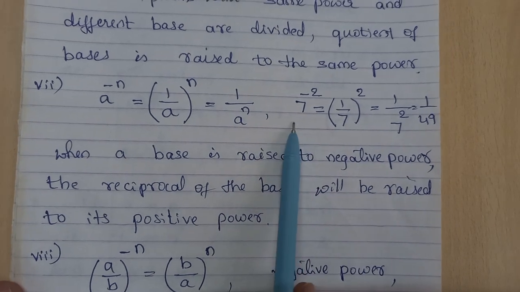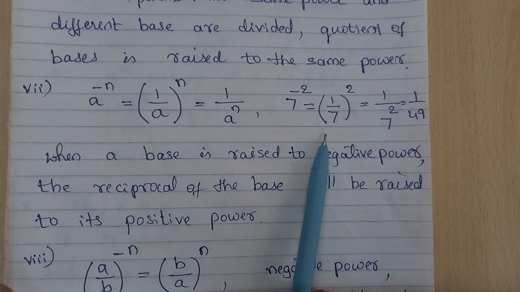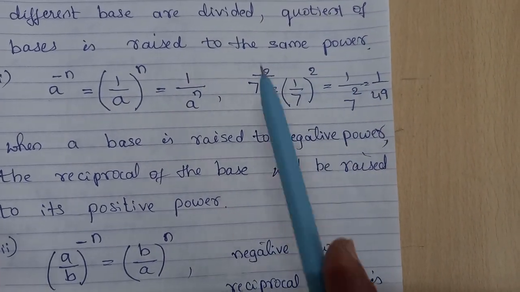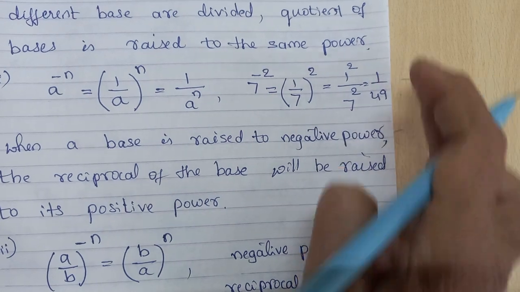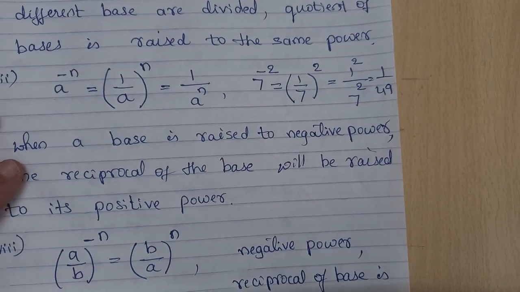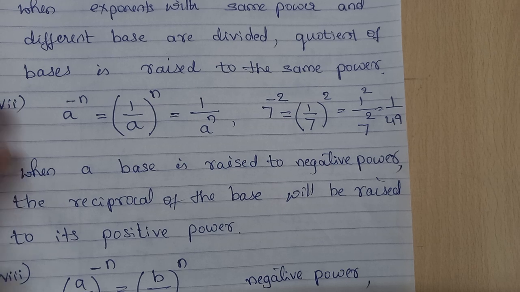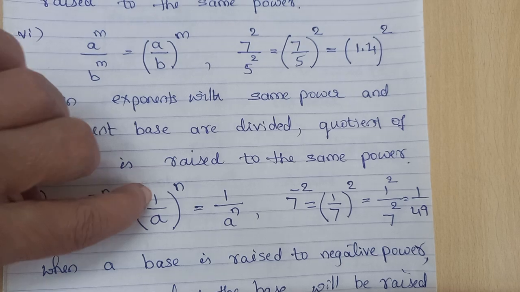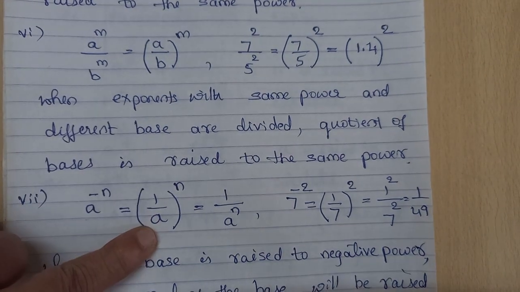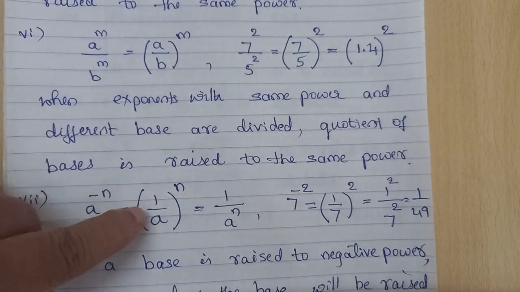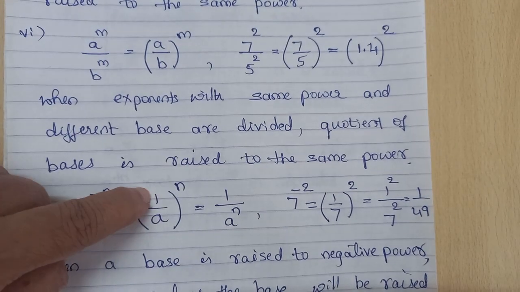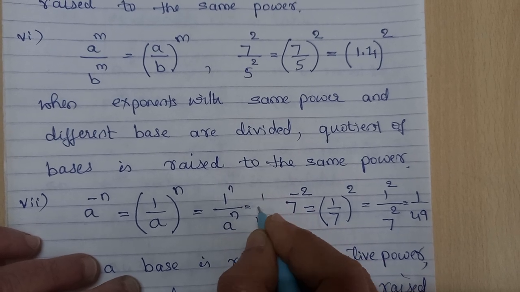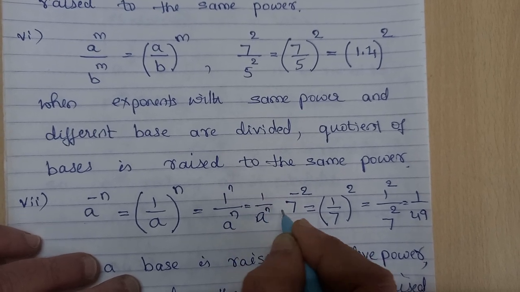For example, 7 to the power minus 2 is equal to 1 upon 7 whole raised to 2. That is 1 raised to 2 divided by 7 raised to 2. This is equal to 1 upon 49. Okay, got it? Here, using this law, when bases are different, here 1 is different and a is different, we raise the same power to numerator and denominator. 1 raised to n is 1 only. This is equal to 1 upon a raised to n.